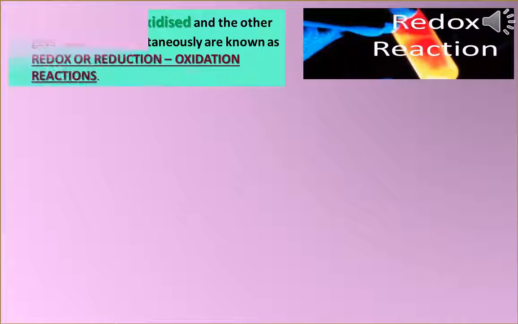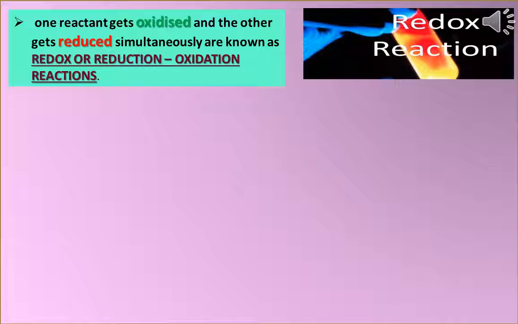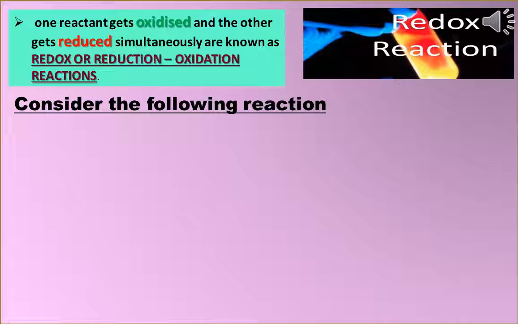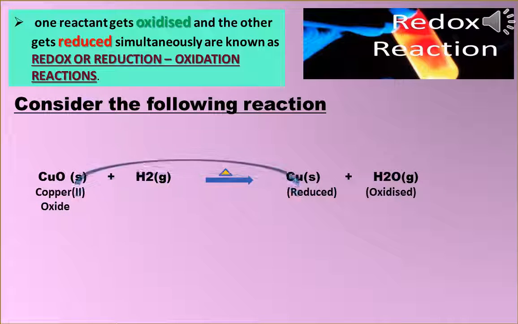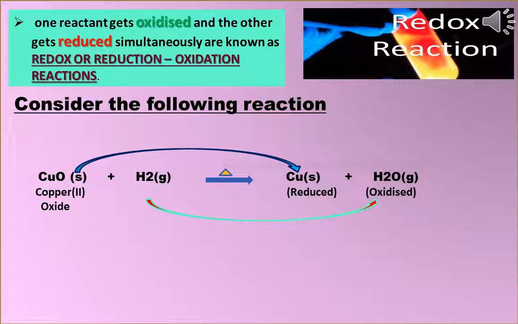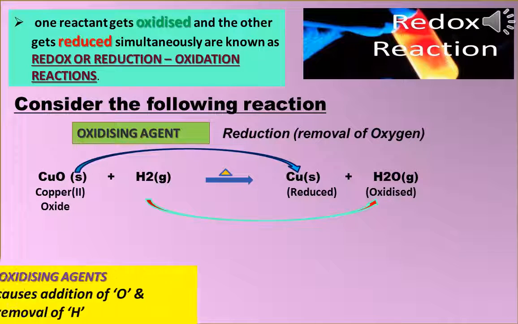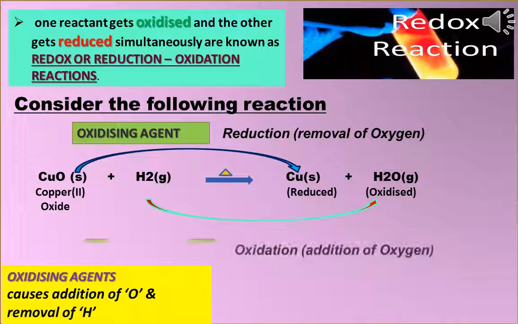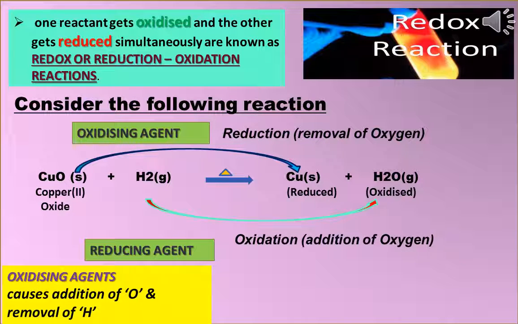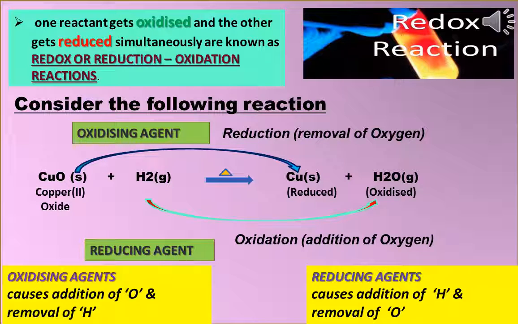So now we can talk about the redox reaction. The reactions in which oxidation and reduction occur simultaneously are called redox reactions. Consider the given reaction where CuO gets reduced to copper and H2 gets oxidized to H2O. As CuO triggers the reduction reaction, it is an oxidizing agent, while H2 triggers oxidation, so it is a reducing agent.